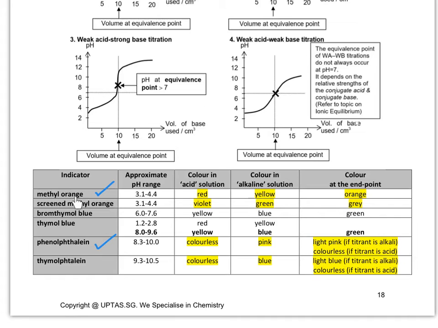So that means if your burette is acid, you will use methyl orange. If your burette is alkaline, then you use phenolphthalein as an indicator. So remember, burette is acid, methyl orange. Burette is alkaline, use phenolphthalein. That's all. The rest of the things, do you need to memorize? No, because normally they will provide you in the exam.